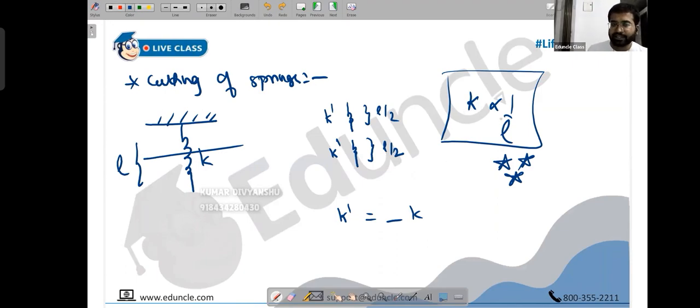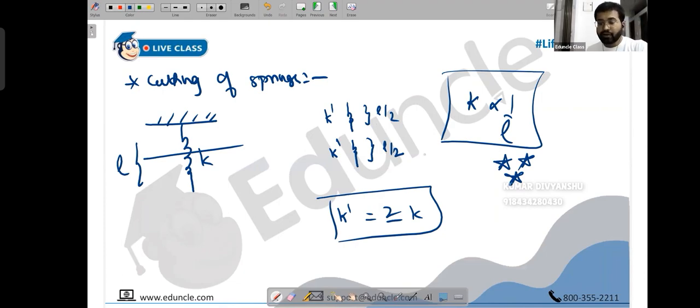So basically, remember K is inversely proportional to length. So if length is half, first of all, K will automatically become double. So K dash will become 2K, K dash will become 2K. A good question on this can be created here, but first please copy this. This is a fresh concept.